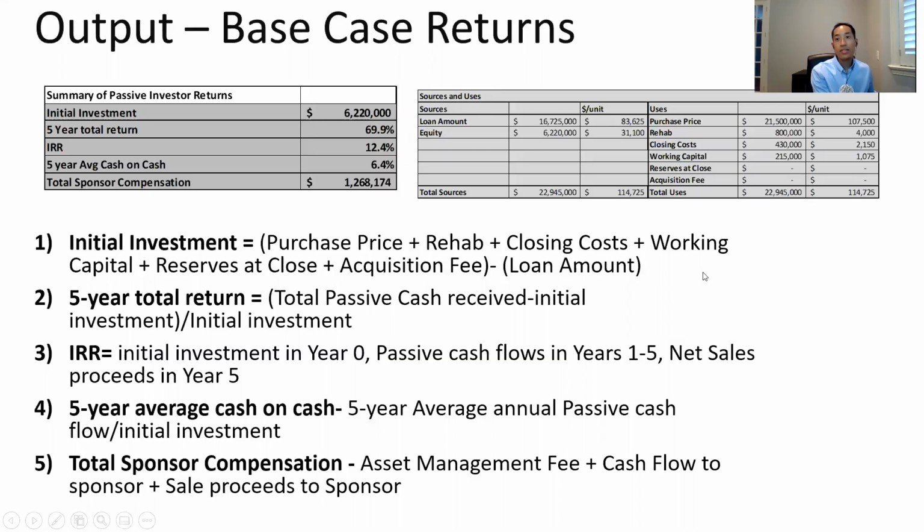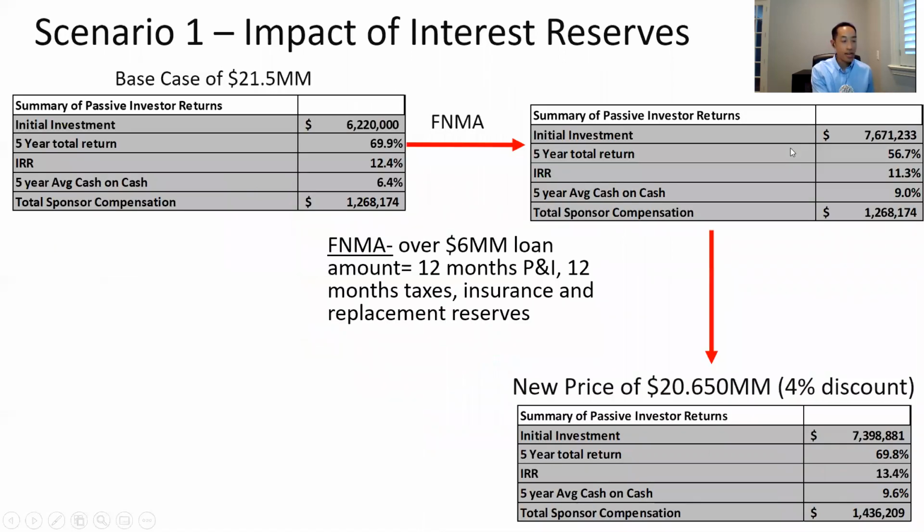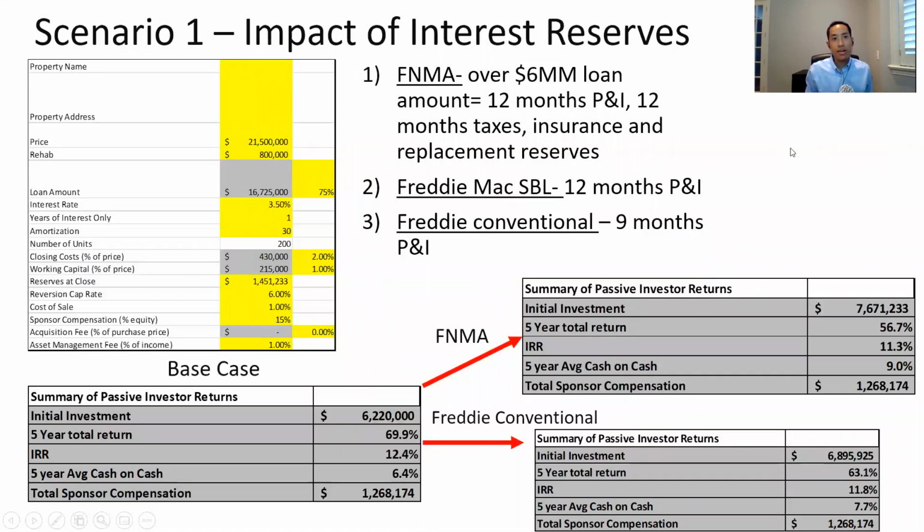And so let's jump in. We're going to go through some scenarios. The thing that people were asking me a lot about is, how do interest reserves impact my returns? So let's go back here.